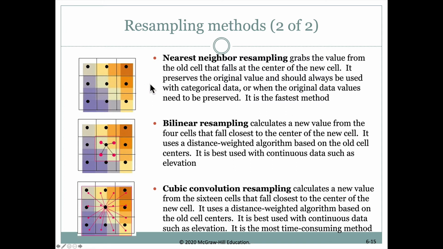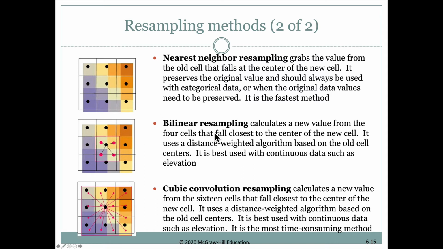Well, one would be the nearest neighbor value, and this basically just grabs the value from the old cell that falls at the center of the new grid cell. That's why these black dots are here. They're the center of each grid cell, and this new grid cell would take the value of its center point, which would be this yellow one. This new grid cell would take the value of its center point, which would be the orange, and so forth. This is the fastest method. Not always the best method though, and it's usually used if we have categories or classes of data, such as if this was land use. We would typically use nearest neighbor resampling.